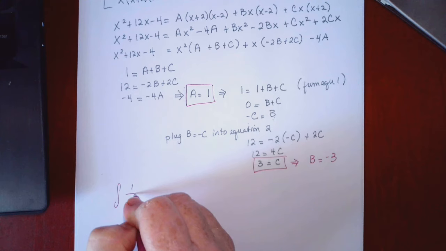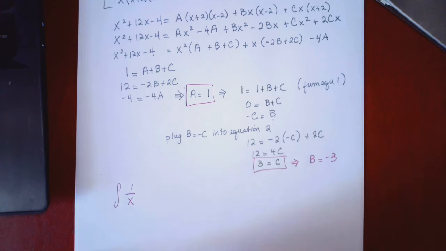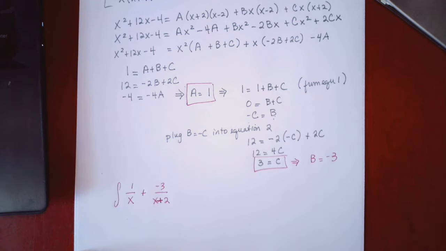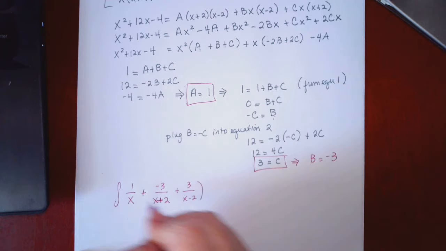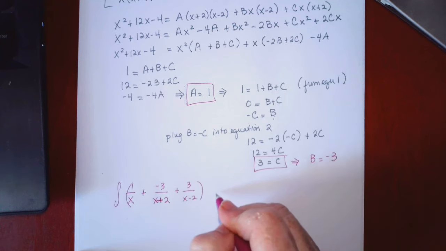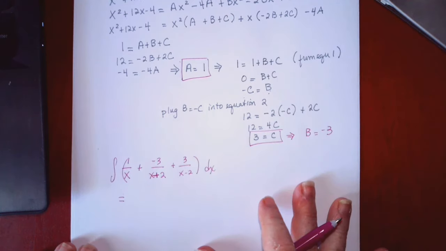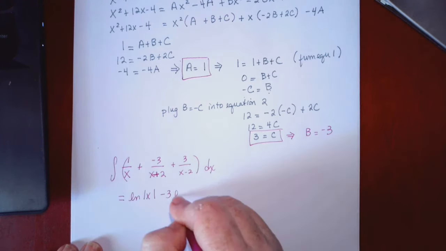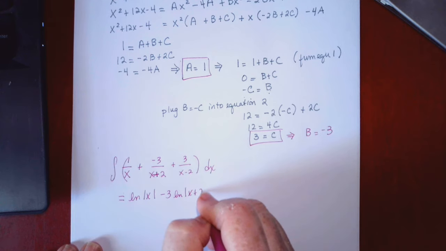So we're going to have a over x, which is 1 over x, plus b over x plus 2, which is negative 3 over x plus 2, plus c over x minus 2, which will be plus 3 over x minus 2. Integrate that term by term. Notice each one of these is just going to be a natural log. Natural log of absolute x.